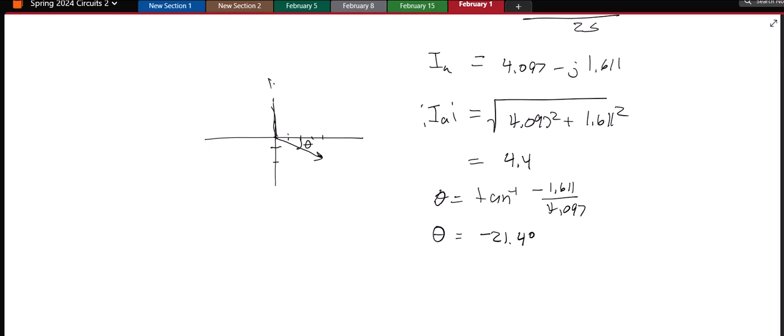But the inverse tangent of that same number also could equal the angle in the 2nd quadrant. And so you have to always look at, well, where is my complex number? Is this the right angle for it? And sure enough, it is, because it is 21 degrees below the x-axis. If I was in the 2nd quadrant, I would add 180 degrees to that. And so IA equals my magnitude 4.4 angle negative 21.4 degrees.